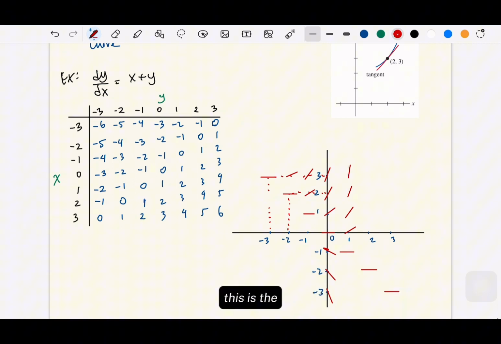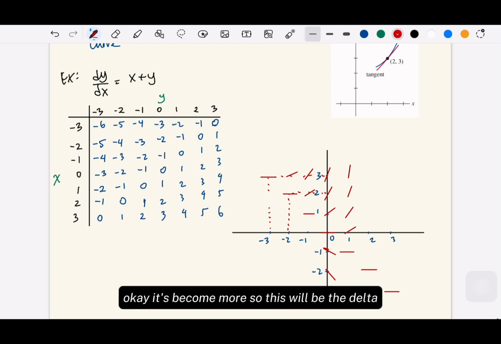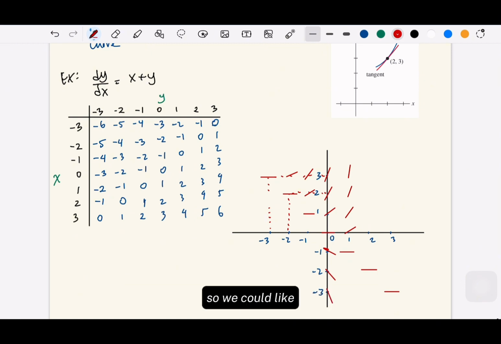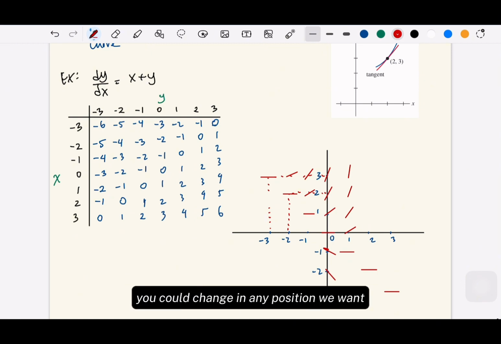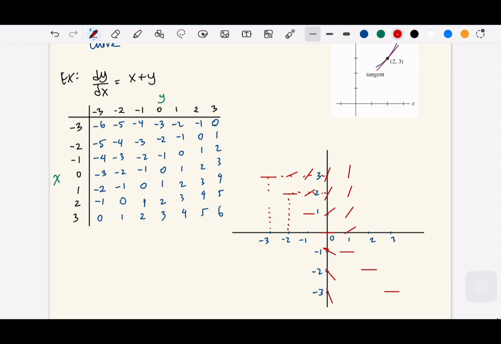This is, I think, the delta. If we change the delta, maybe changing to 5, it becomes more. So this will be the delta. So we could change to any position we want. For example, if we want to make it at 0, 0, perhaps this is going to be the graph, or perhaps this is going to be the graph.